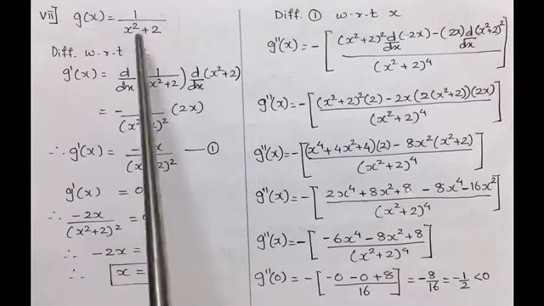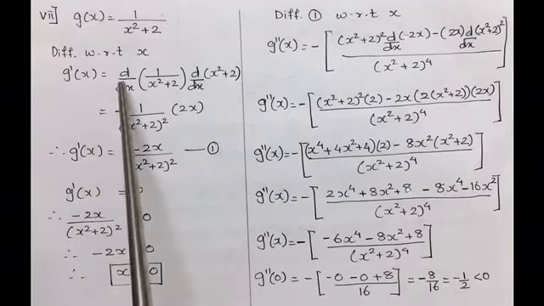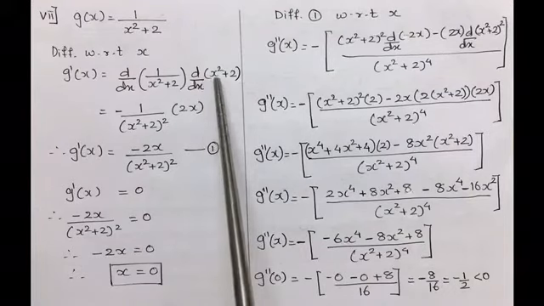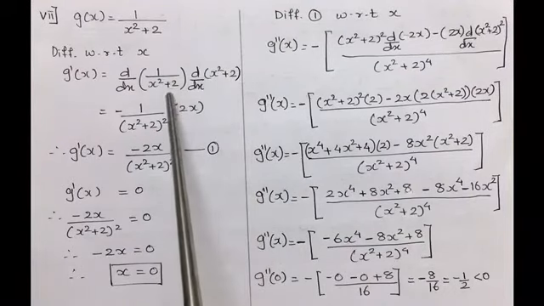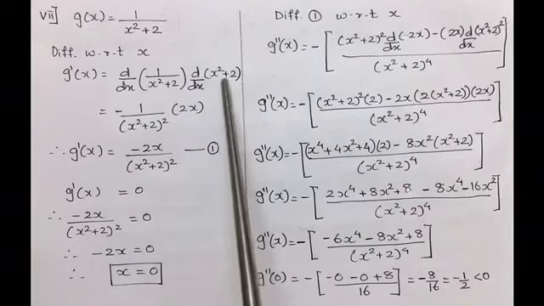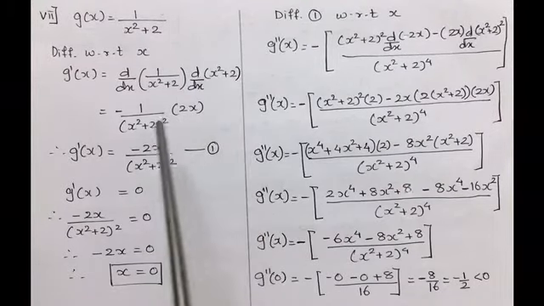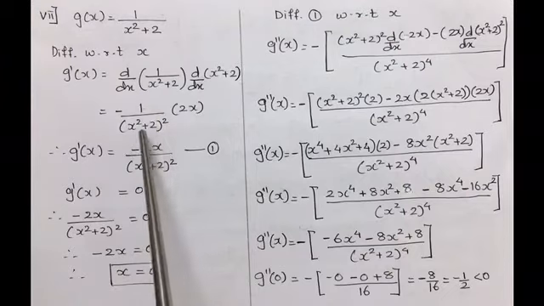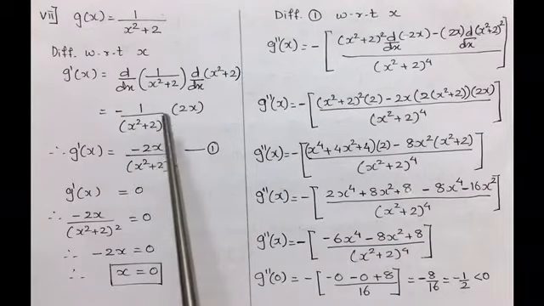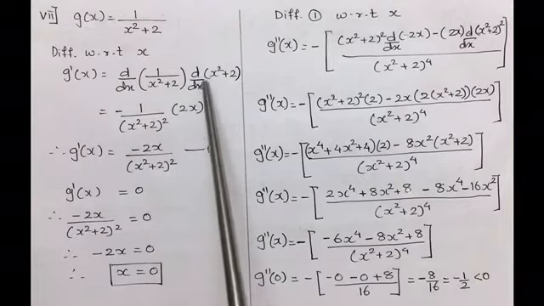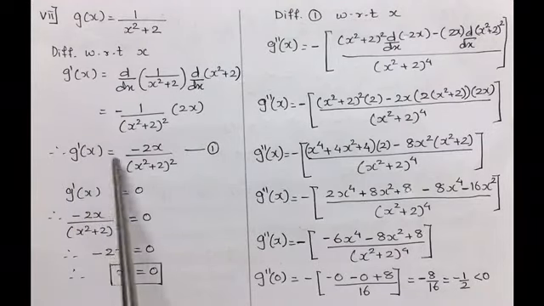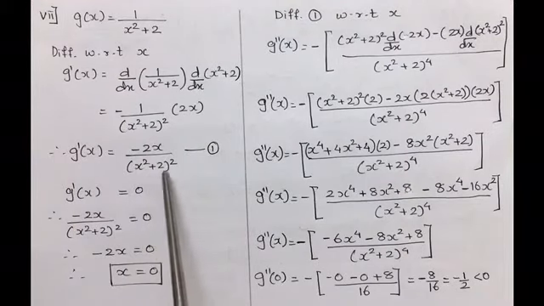So using here the chain rule, g dash x is equal to d by dx of 1 upon x square plus 2 and then d by dx of x square plus 2. So first is the reciprocal derivative and then the derivative of x square plus 2. Chain rule is used. Now derivative of 1 upon is always taken as minus 1 upon x square plus 2 whole square. That is minus 1 upon x square. Now derivative of x square plus 2 is 2x. So g dash x is equal to minus 2x upon x square plus 2 whole square. And this statement we mark it as 1.